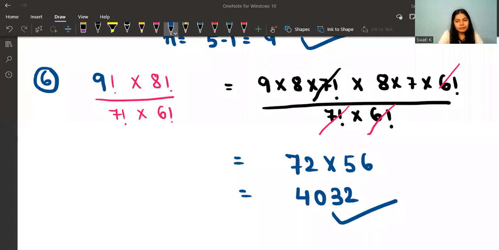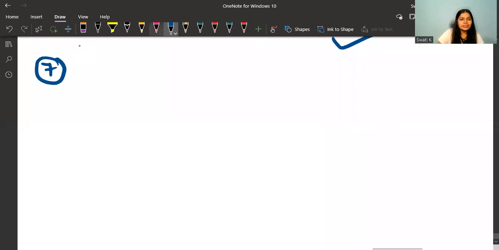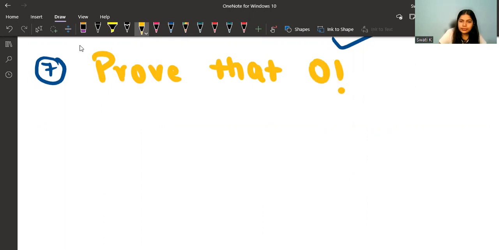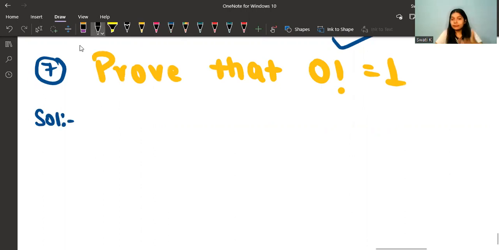Now the next question is a very interesting question, that is prove that 0 factorial is 1. So I was just saying from the start that 0 factorial is a special number. 0 factorial, the answer is 1. But now the question is prove that. So prove that 0 factorial will be 1. How can we prove this? Very simple. So how are we going to start our proof? We are going to start our proof by writing the formula of n factorial.